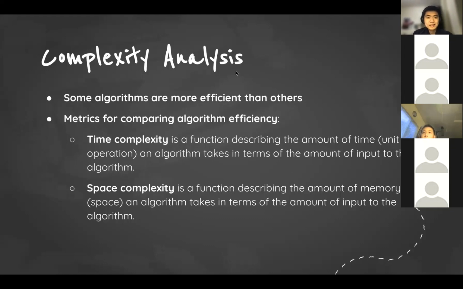So what is complexity analysis? Complexity analysis is really a way to see how efficient an algorithm is. Some algorithms are going to be more efficient than others. You'll see some examples in the next slide. An example is time complexity. Time complexity describes the amount of time a function takes in terms of the amount of input to the algorithm, while space complexity describes the amount of memory an algorithm takes in terms of the amount of input.